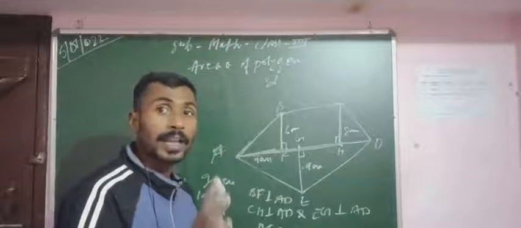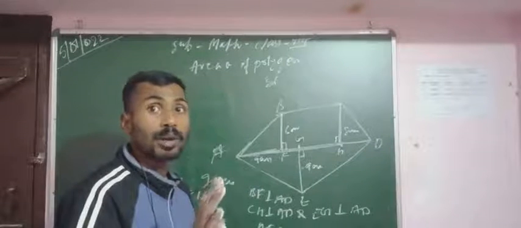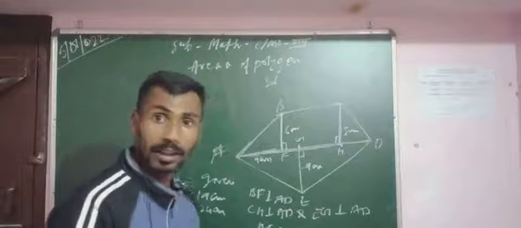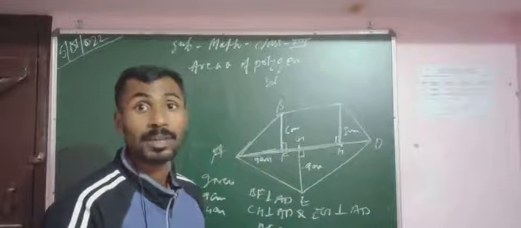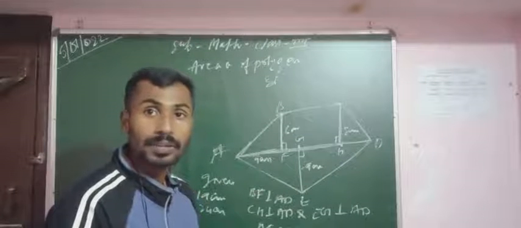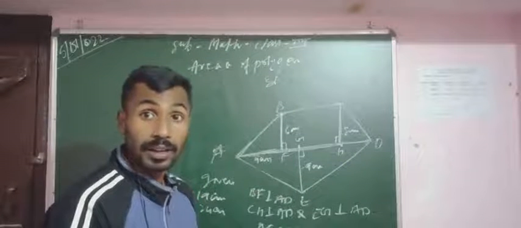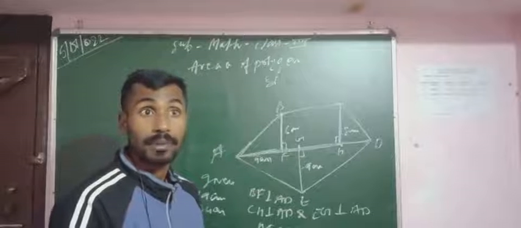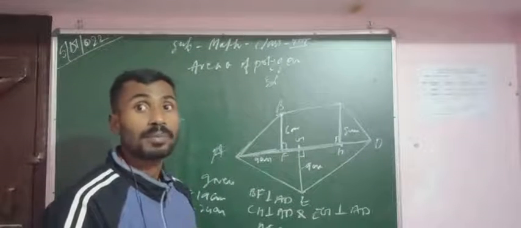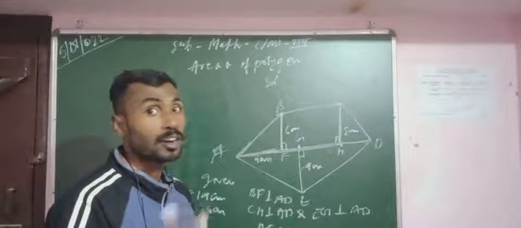So first of all, we think about all the formulas related to geometrical figures. First one is triangle, second is trapezium, third is parallelogram, fourth is rhombus, square or rectangle. These are the figures that have a mathematical formula to calculate the area.